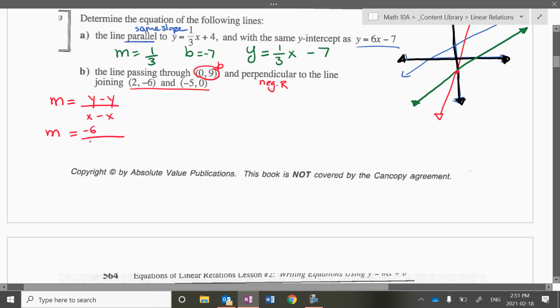So I get -6 and 2 minus 0 and -5. -6 minus 0 is -6. 2 minus -5. I'm subtracting a negative, so that gives me 7. So that was our original slope. What's a slope that's perpendicular to that?